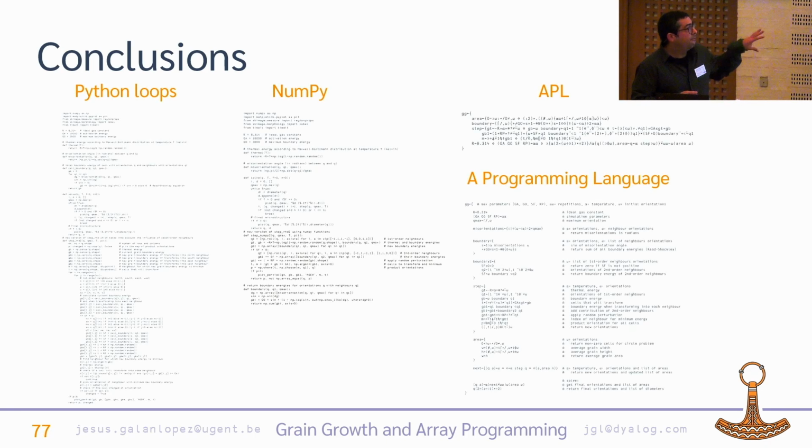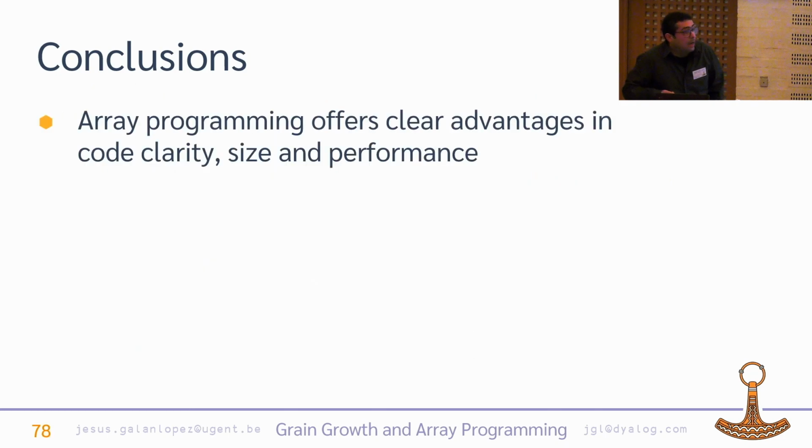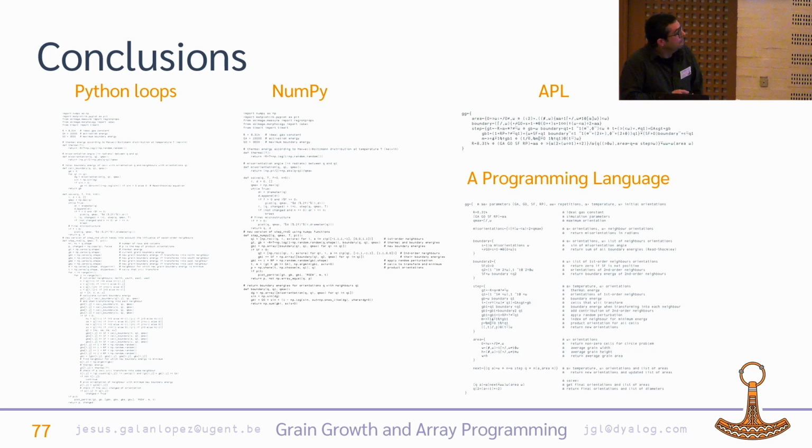I showed four different versions: Python with loops, Python using NumPy, a very small APL version, and a bit longer version with more comments and so on. And well, we can conclude that array programming offers a clear advantage. I think it's obvious here. Choosing between the other two, one or the other, I think it's a matter of style, a matter of preference. Maybe you want to use NumPy for whatever reason. But I think it's clear that the Python loops are an inferior solution. They shouldn't do that.